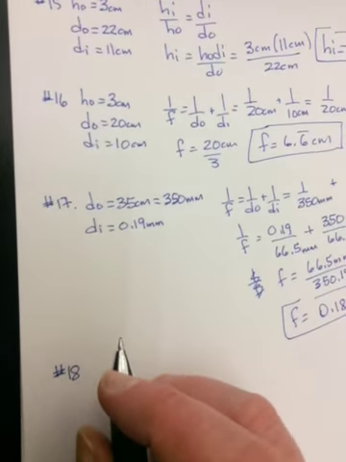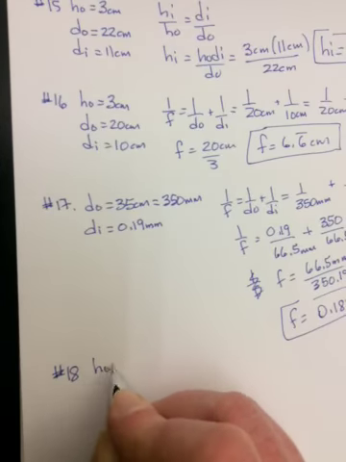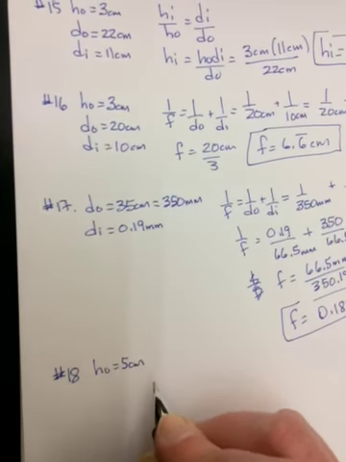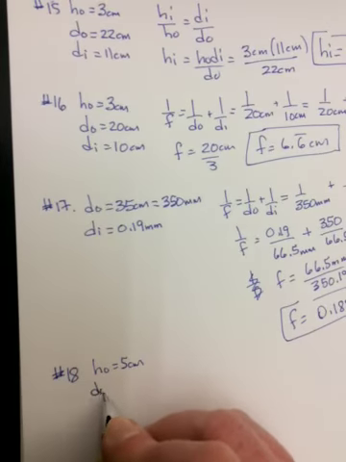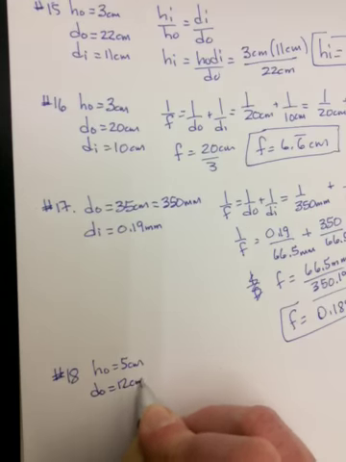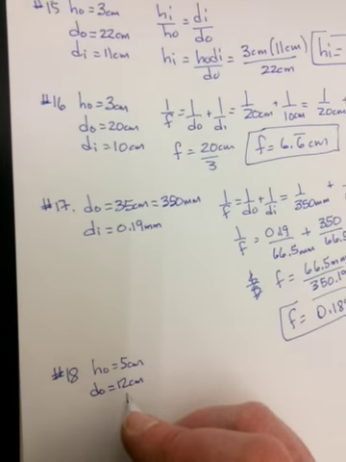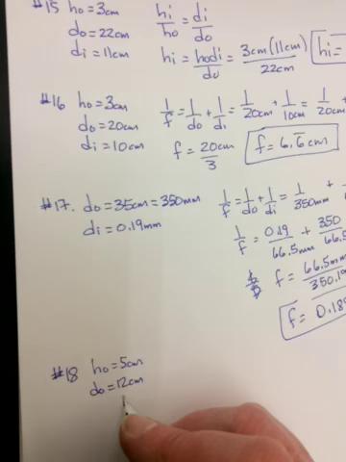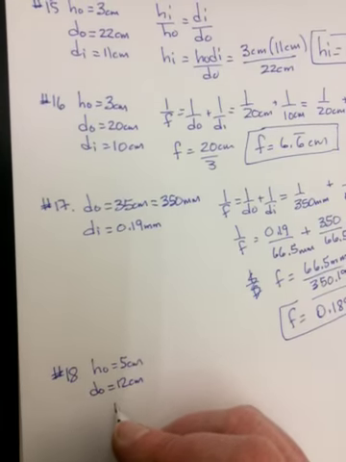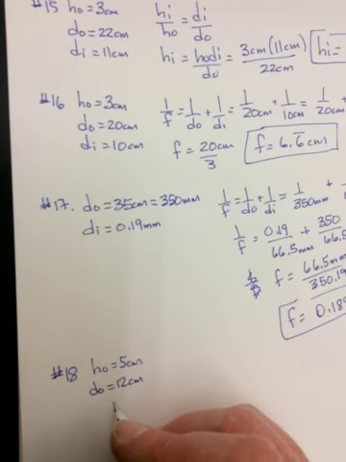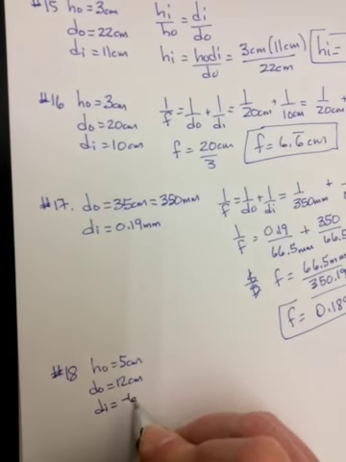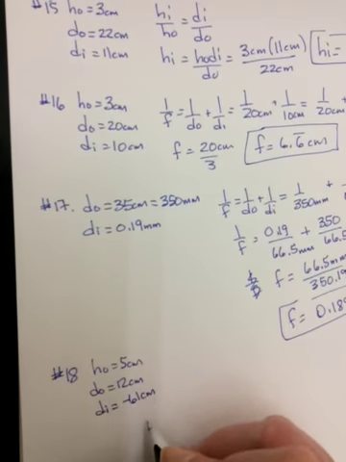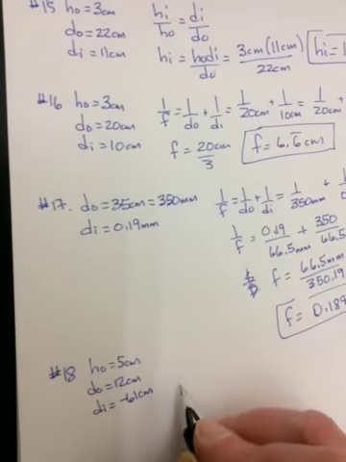says an object that is 5 centimeters tall, HO, is placed 12 centimeters from a converging lens, DO, 12 centimeters. An image is formed on the same side of the lens as the object. Okay, that means it's virtual. But the image is 61 centimeters away from the lens, so it's going to be negative 61. What is the focal length?